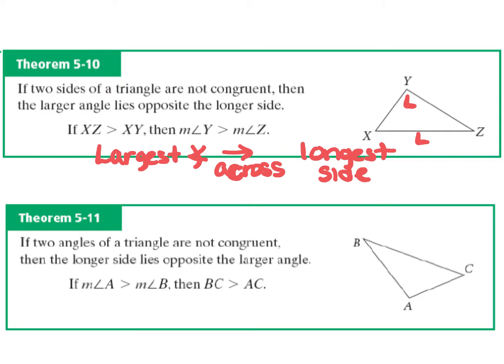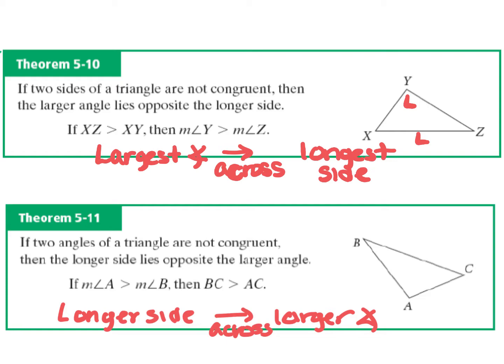And similarly, if two angles are not congruent, then the longer side is opposite the larger angle. So the longer side is across from the larger angle. So here is my large side, and here is the large angle right across from it.